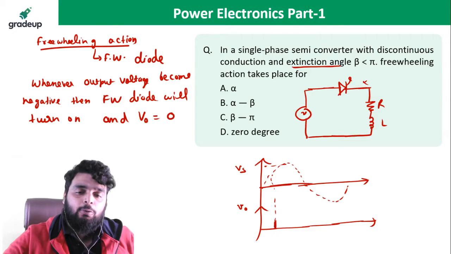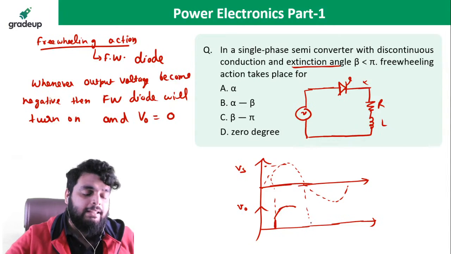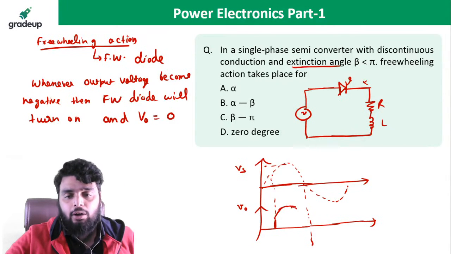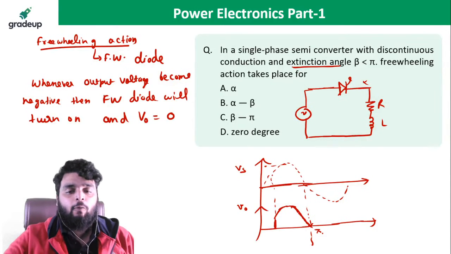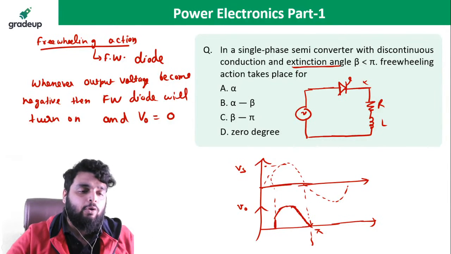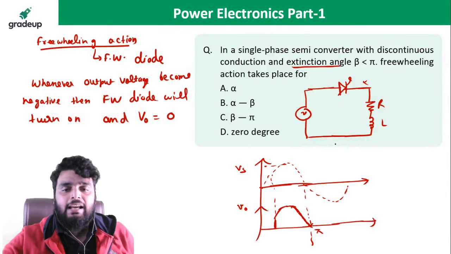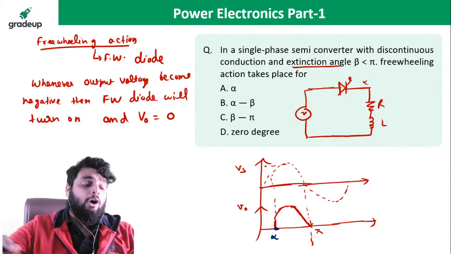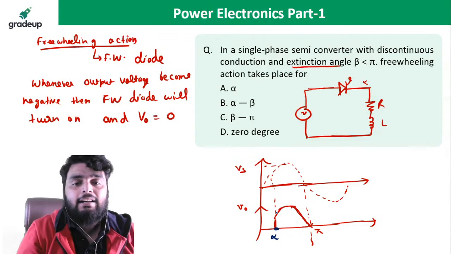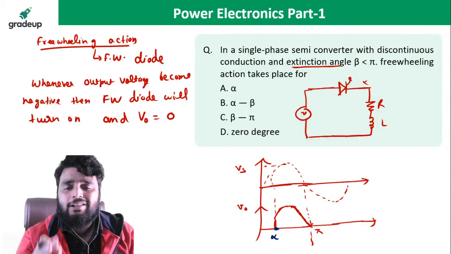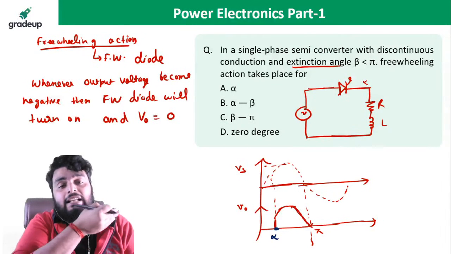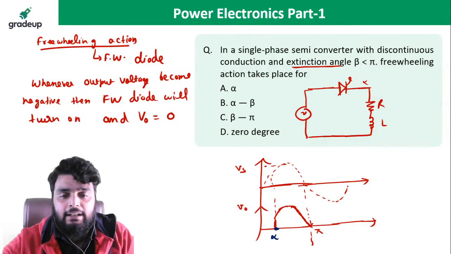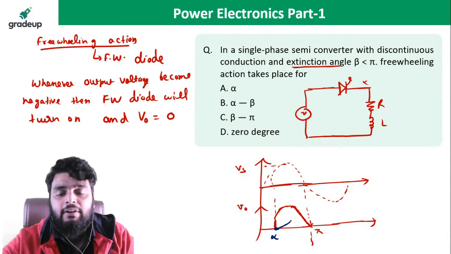So output voltage is equal to source voltage till pi. We are talking about till pi. So output voltage will always be equal to source voltage when the thyristor is on till pi. Now what will happen to current? Current will start to flow from the same point. Now whenever the load has an inductor, one point you should understand very carefully, that current will increase exponentially because you have an inductor.